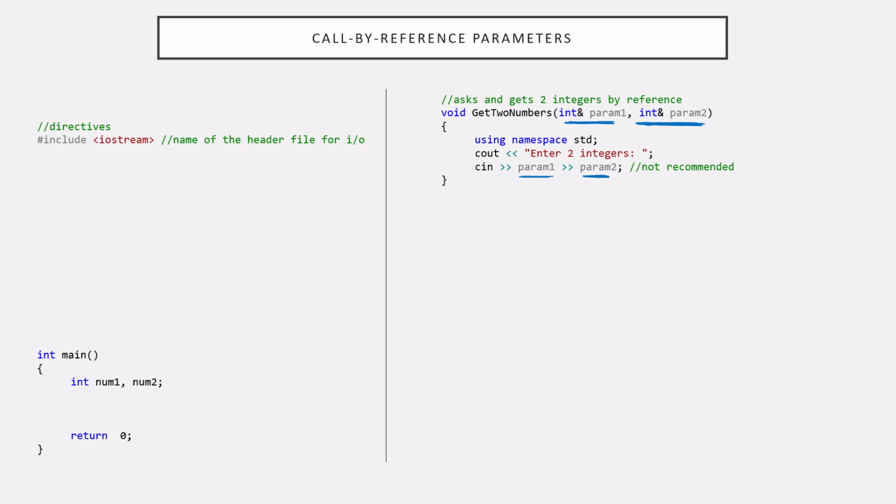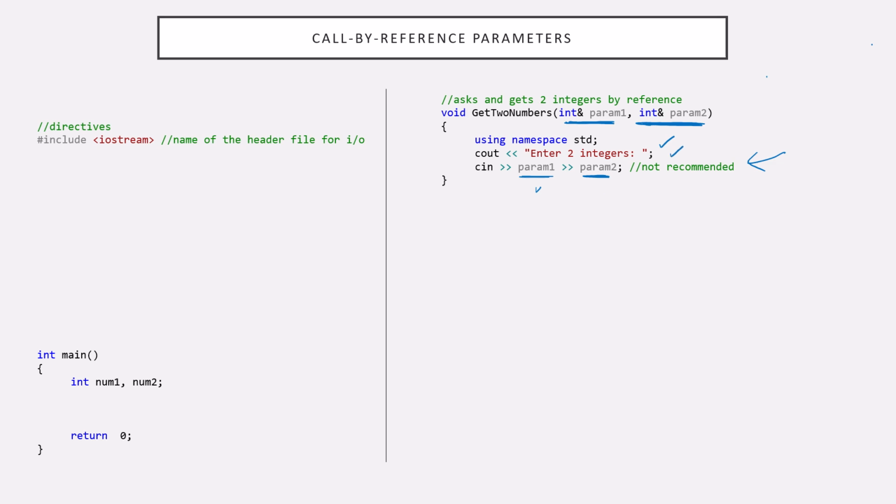The reason this says not recommended is because it's not recommended to cin two values with one cin. It would be better to do cin for parameter 1 and a different cin for parameter 2. And it would also be better to have a prompt like enter integer 1, then cin param 1, then enter integer 2, then cin.